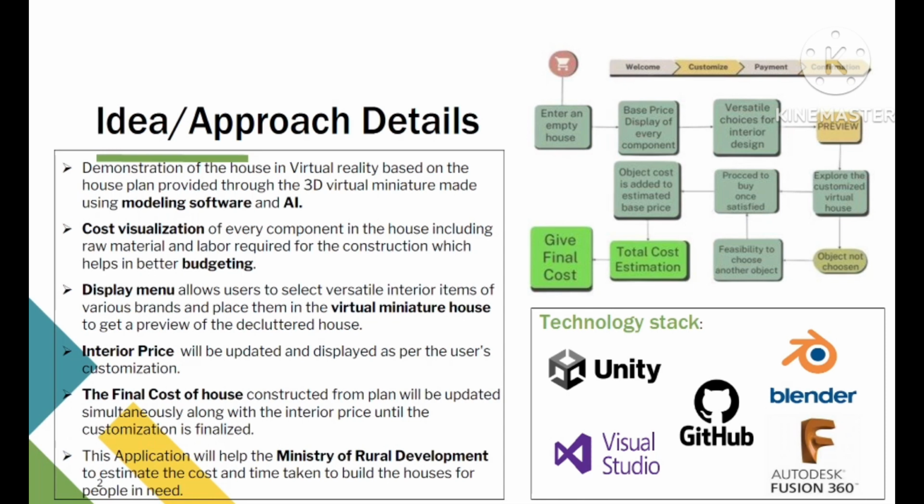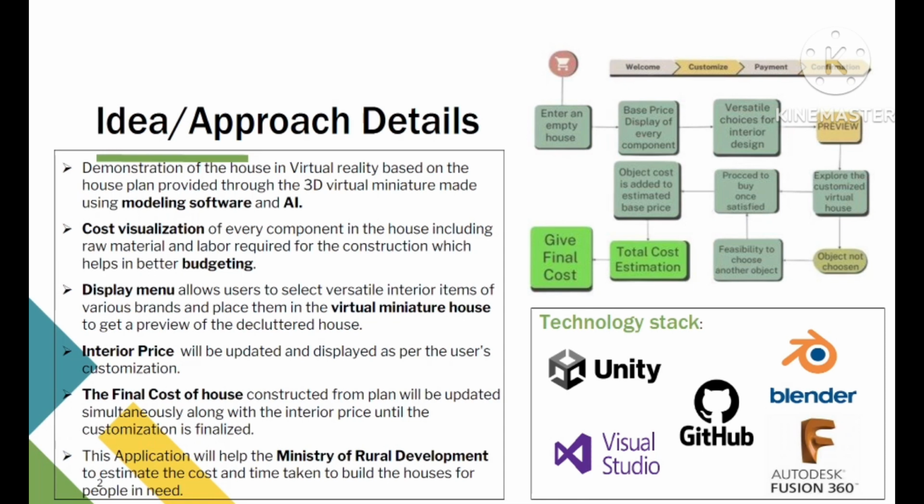So the flow of the user is going to be like this, right? Initially he'll be entering an empty house, then he will be displayed with the base price on the screen. Now in this base price, each and every component's base price will be there, that is the bricks price, the cement's price, the cost of the mortar and the cost of sand, everything will be displayed and the total price will also be displayed.